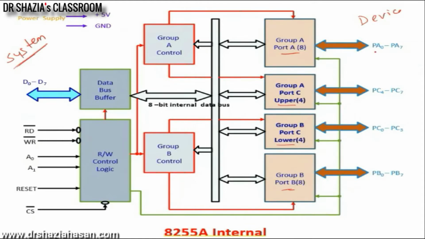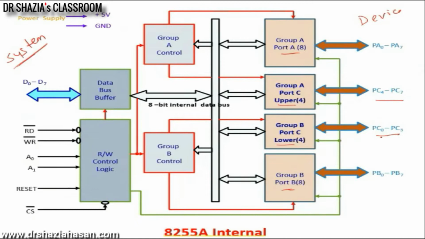I have named them PA0 to PA7. Port A has 8-bit data communication or data transfer capability, and the port bits are named PA0 to PA7. Similarly, PB0 to PB7. But PC0 to PC7 can be considered as a single 8-bit port or can be considered as two 4-bit ports.